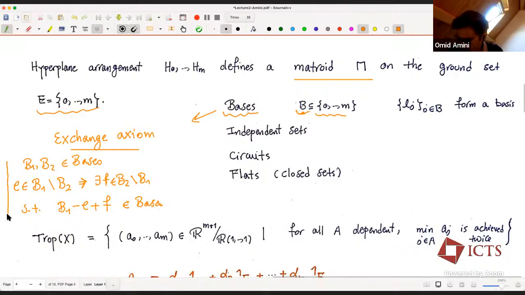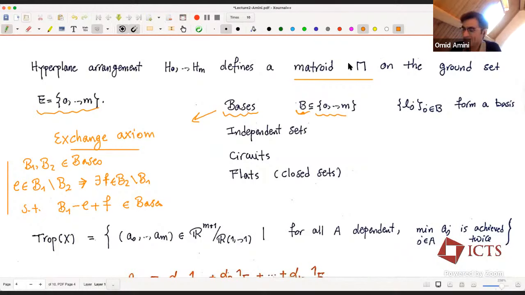It's easy to verify that if you had a collection of vectors in some vector space and you were taking all the subsets of the index set 0 to M such that the corresponding vectors generate the full vector subspace generated by those vectors, then this property is verified. Every time you fix a basis, you take another basis and an element which is in the first but not in the second, then you can remove that element from the first and add something coming from the second to remain again a basis. So this is called the exchange axiom.